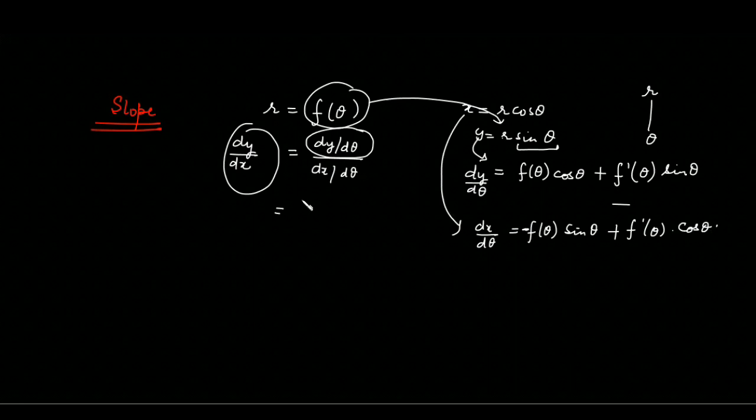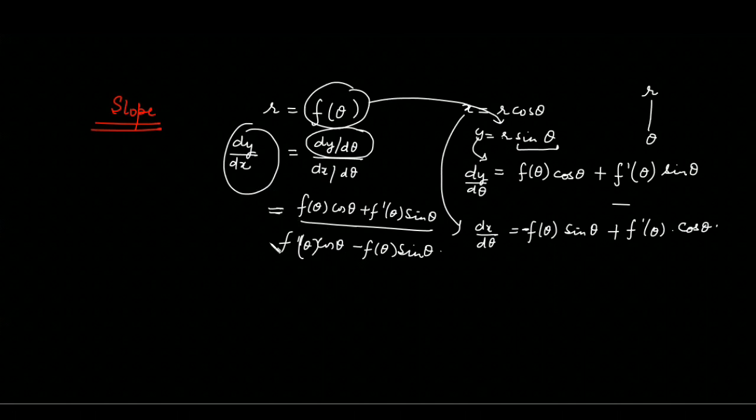So now you can substitute over here. This is f theta cos theta plus f dash theta sine theta upon f dash theta cos theta minus f theta sine theta. So with the help of this we can check the slope. If the numerator is 0, it means dy by dx is 0. So if we put this to be 0, we can find those values of theta where the tangent is parallel to the x-axis. If the denominator is 0, it means our slope is infinity, right?